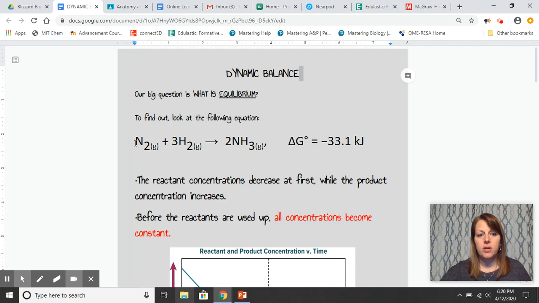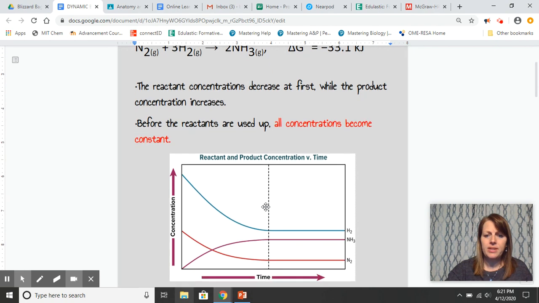When we look at this reaction going forward, as this arrow indicates, the reactant concentrations, of course, are going to get used up and they're going to make the product. So they're going to decrease at first, and then the product, of course, will increase. We have 0 product at the beginning, but by the end we should have some. Before all the reactants are used up, though, all concentrations become constant. It's what we see down here in this diagram. It's not that all of the reactants get used up and go to 0 while the products zoom up. They all end up right here.